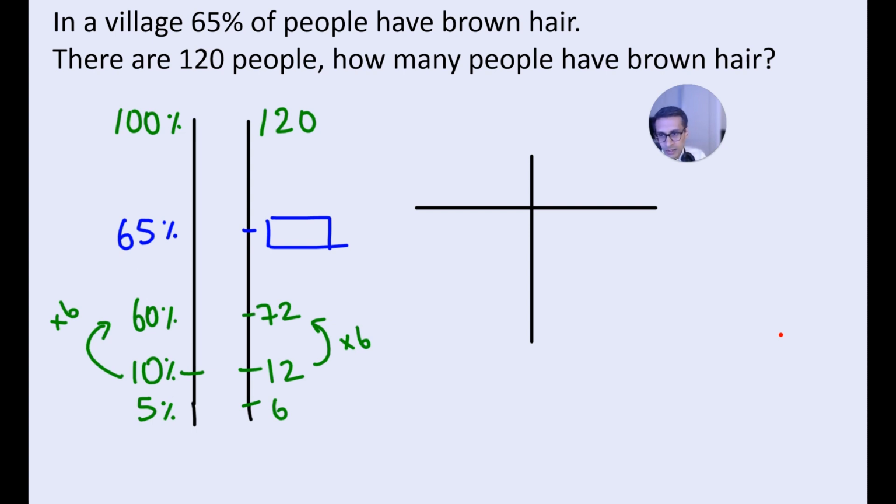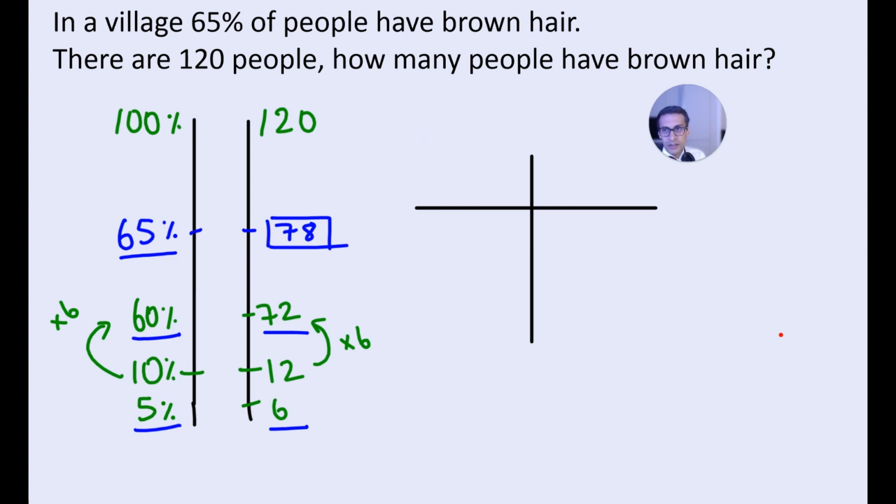Now, think about how can we get 65%? Well, we've got 60%, which is 72. We've got 5%, which is 6. So we're going to do 72 plus 6, which is 78. So 65% of 120 is 78.